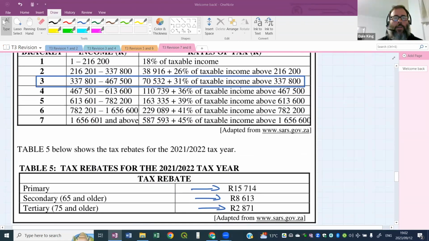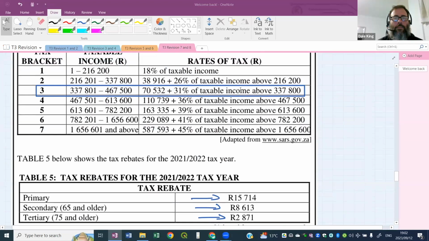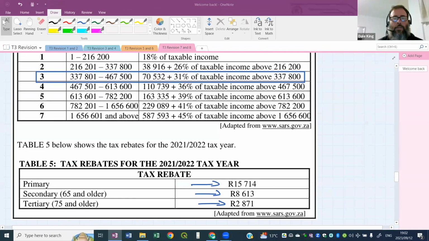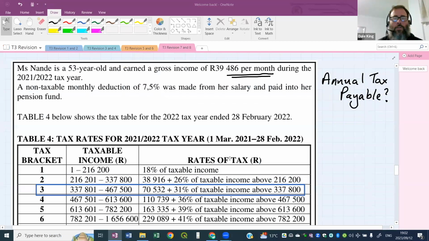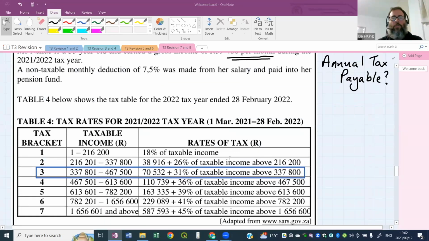Oh, someone's saying rebates. We forgot about the rebates. We did. We need to do the rebates, don't we? And this person is 53, so we'll do the first rebate. So we're just going to subtract that off. Who reminded us of the rebate? Oh, well done.